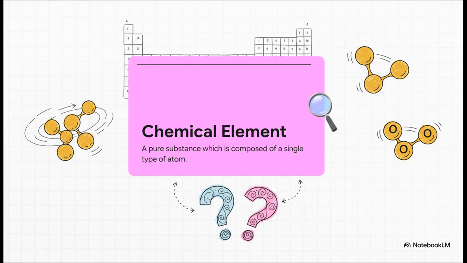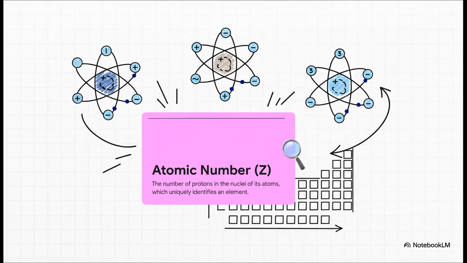The real question is, what makes a gold atom different from an oxygen atom? Well, it all comes down to one single thing: the number of protons in the nucleus. That's it. That is the unique ID for every single element. Hydrogen has 1 proton. Helium has 2. Lithium has 3. This is the element's atomic number, and it is the single most important organizing principle of the entire table. It's how every element gets its spot.